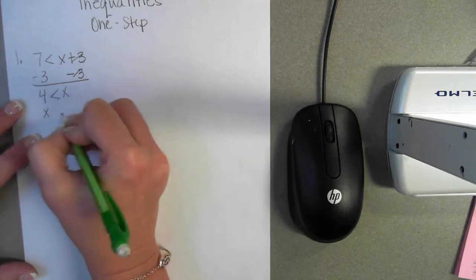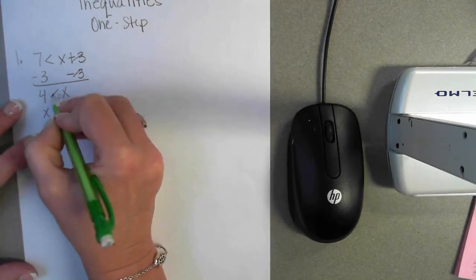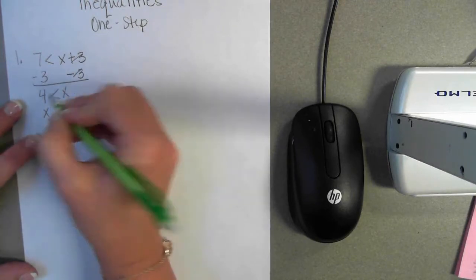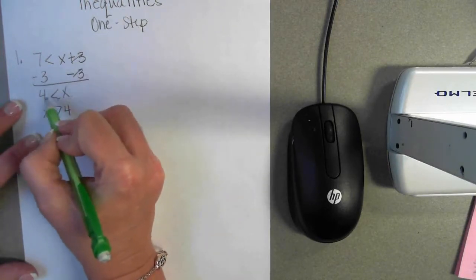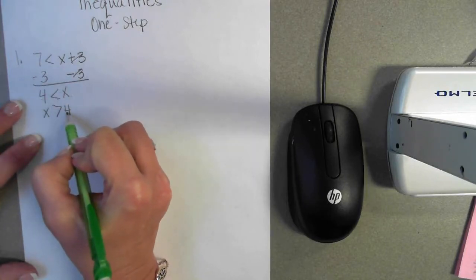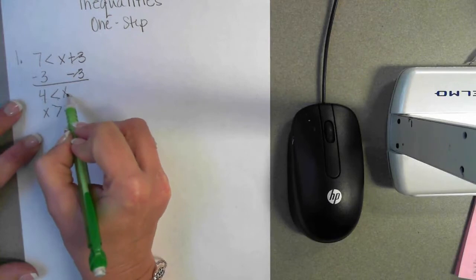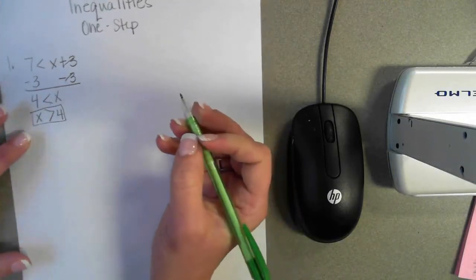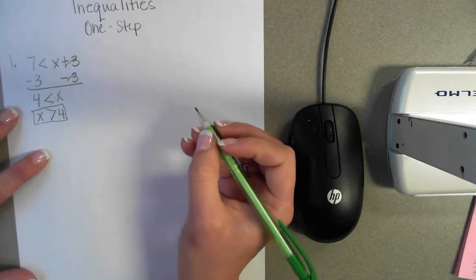So x is going to go over here, 4 is going to go over here, and now I have to flip-flop the sign. It doesn't say anything different. This says x is greater than 4, and this is still x is greater than 4. And this is still 4 less than x. We're just flip-flopping our sign so it will go the same direction as our graphing.